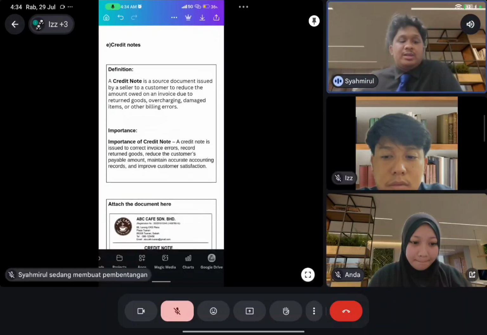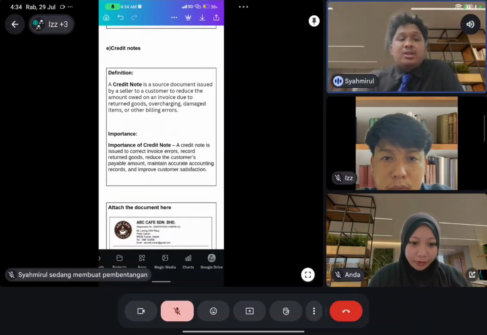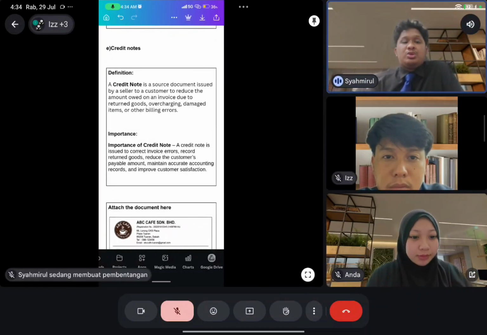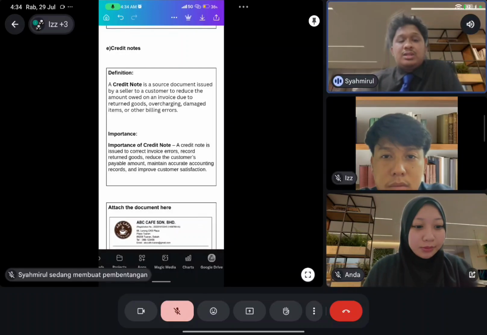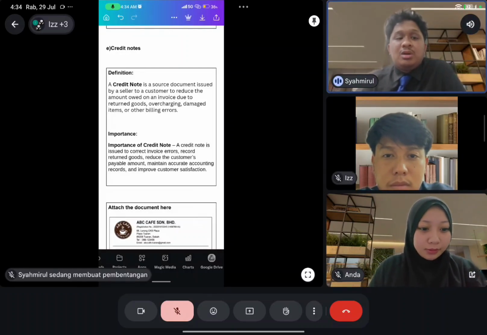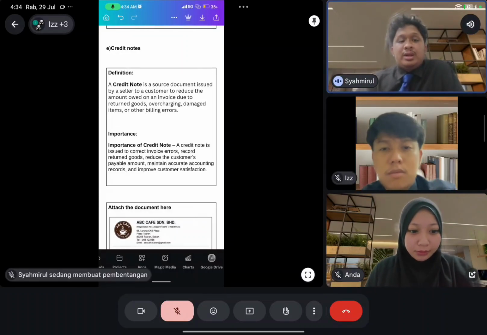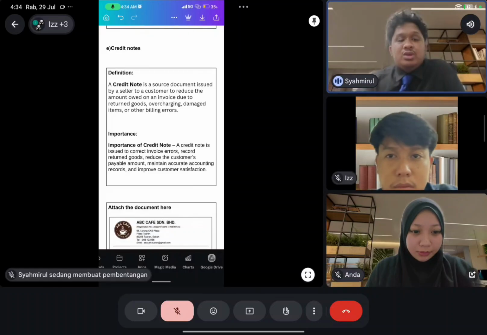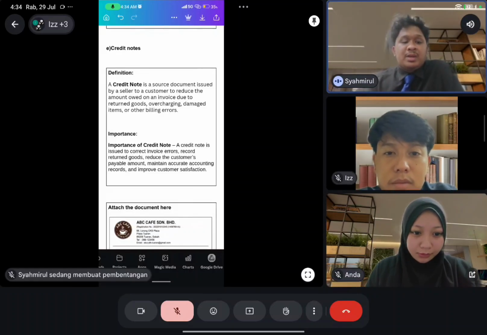Next, I will explain the credit note. A credit note is a source document issued by a seller to a customer to reduce the amount on an invoice due to returned goods, overcharging, damaged items, or other billing errors.